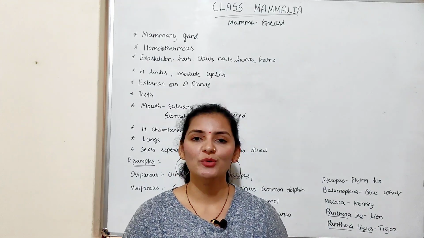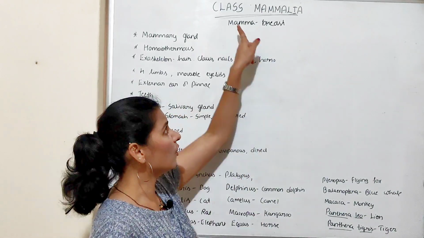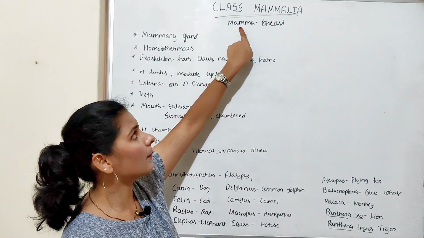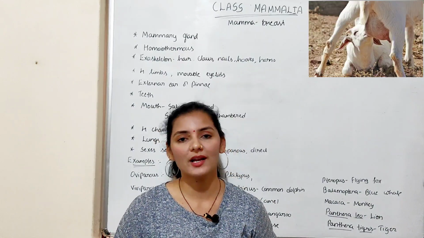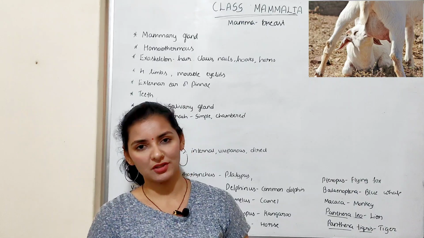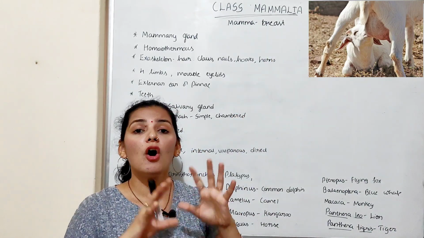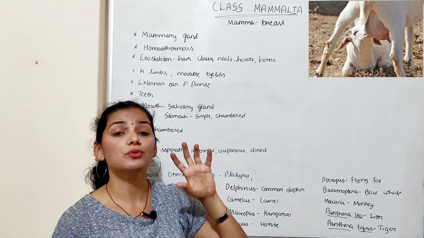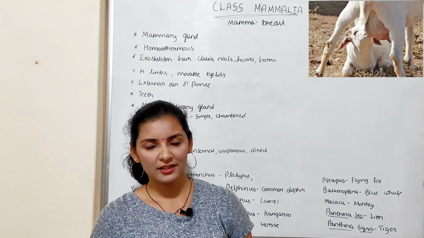Continuing from the previous video where I discussed class Aves, in this video we'll talk about the characteristics of class Mammalia. The name Mammalia is derived from the Latin term mamma. Mamma means a breast or a mammary gland. So these are the organisms which have a breast or mammary gland that produces milk to nourish the young one. All organisms with a mammary gland are placed under a single class, that is class Mammalia.